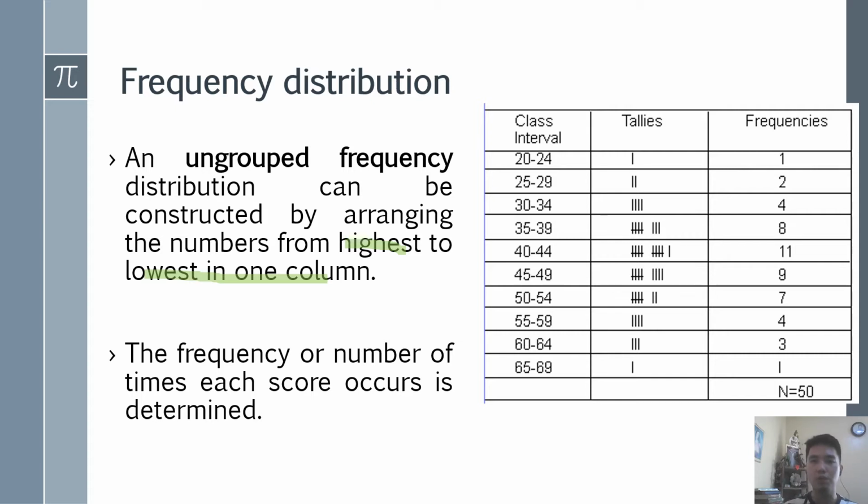For example, we have here your class intervals in the first column. We have here the tally and, of course, the frequency. In the class interval of 10 to 24, we have one tally, or a frequency of 1. And in the class interval of 25 to 29, we have two tallies, or a frequency of 2. This is just a basic example of an ungrouped frequency table or frequency distribution.